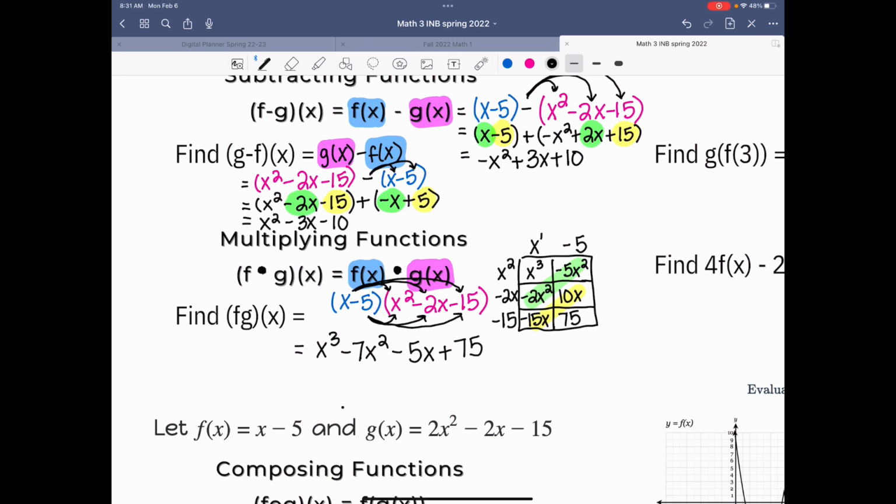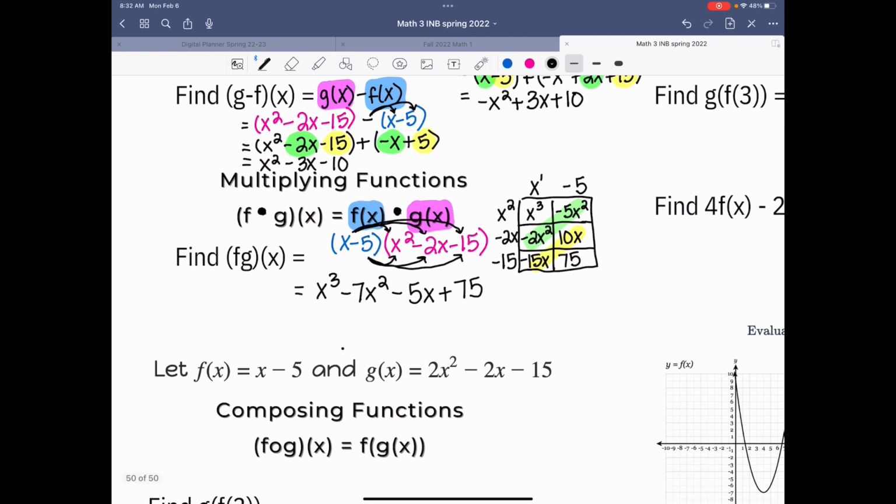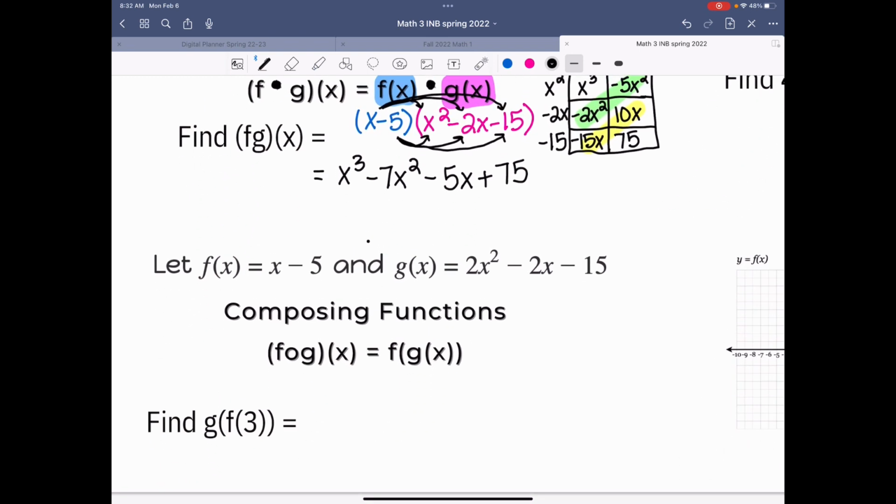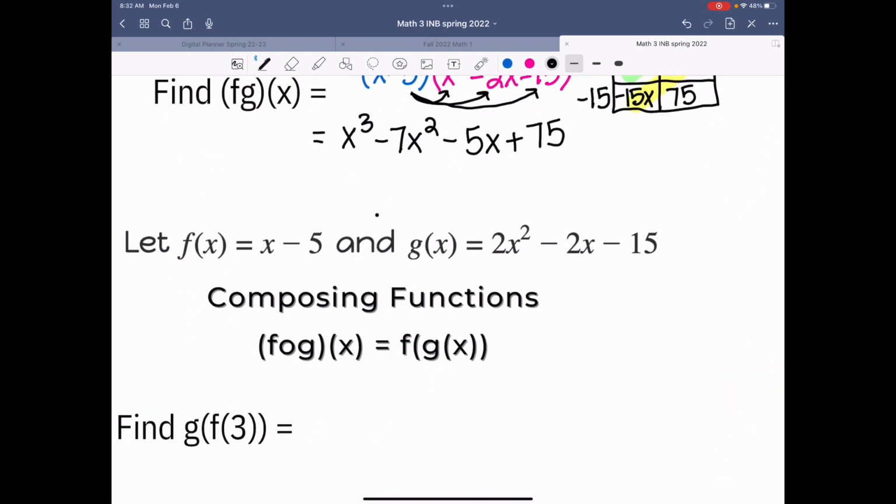So now what we're going to do is we're going to do some composing. So composing, remember, is we plug one into the other. Now we're only going to compose with just numbers right now. You'll do composing with whole functions in your next level math class. So we have x minus 5 for f of x. So we have f of x right here. And g of x, we have 2x squared minus 2x minus 15.